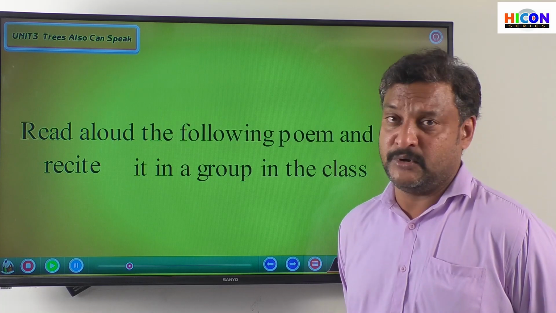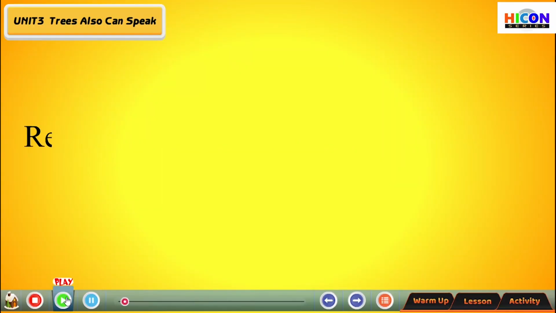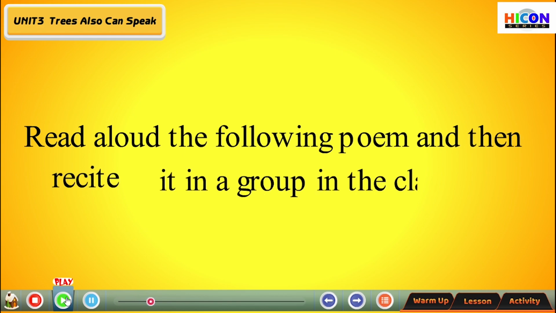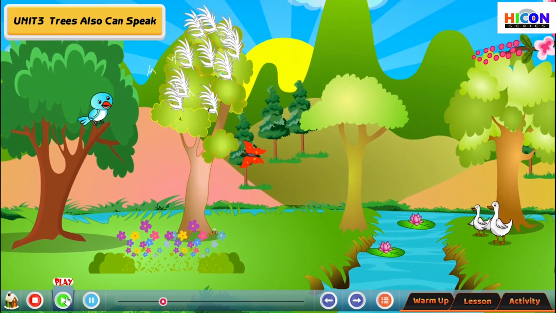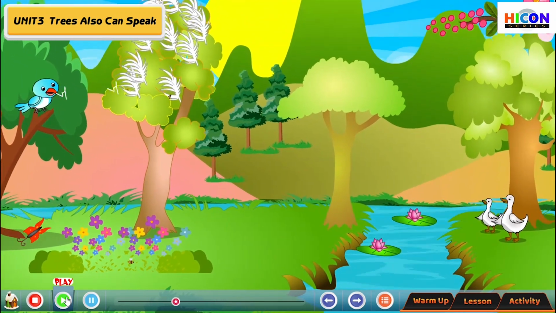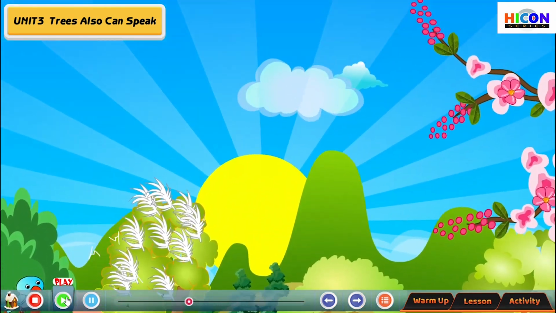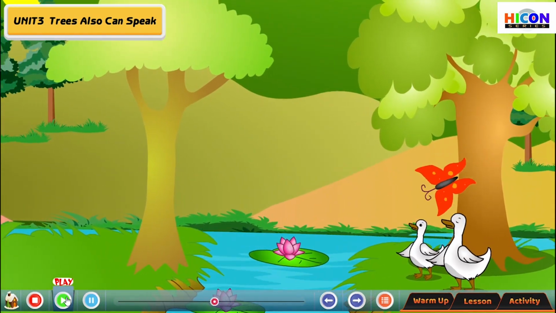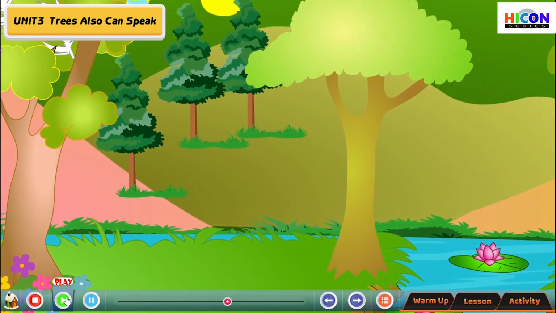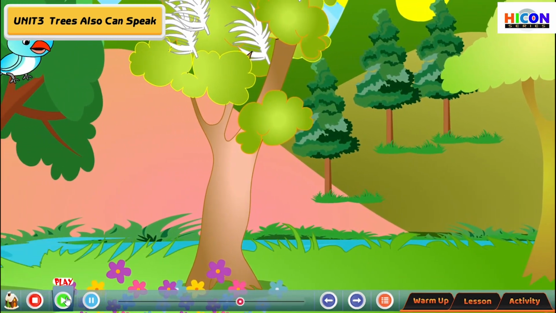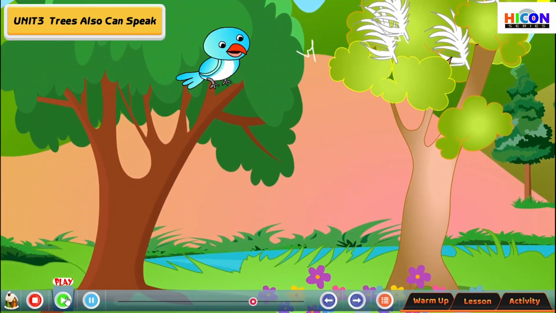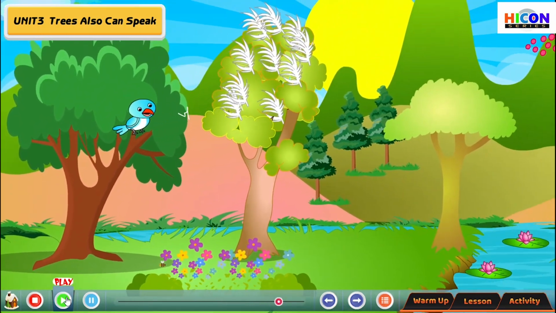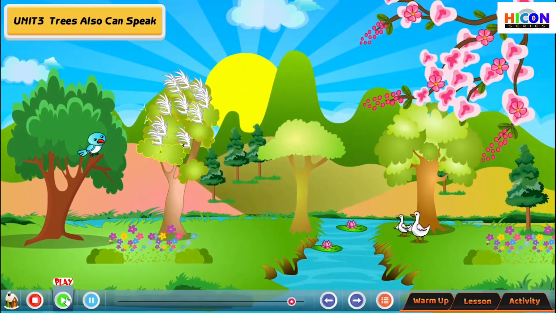Here comes the poem. Read aloud the following poem and then recite it in a group in the class. A forest has a green carpet, its trees reach out to high skies. We are forever busy and we fret, peace and relaxation in nature lies. Let's go to the woods, listen to the voices of trees and the breeze. It will uplift our moods. God's here and our worries will cease.